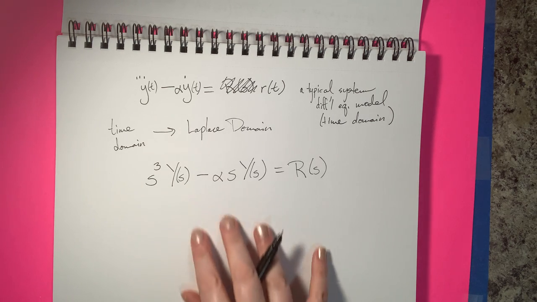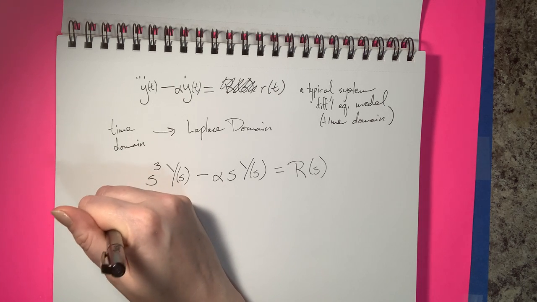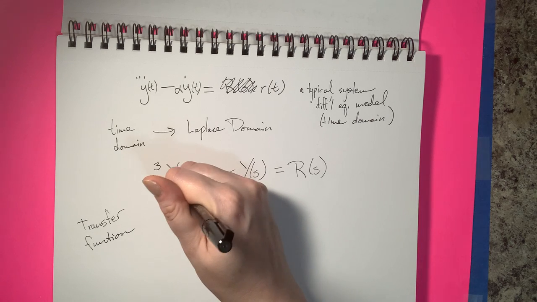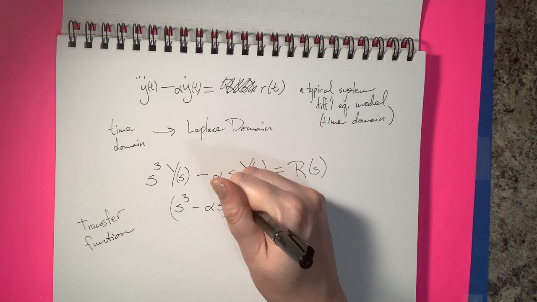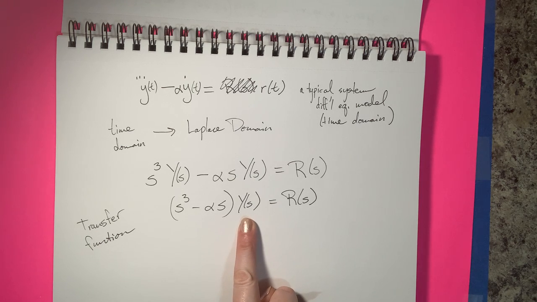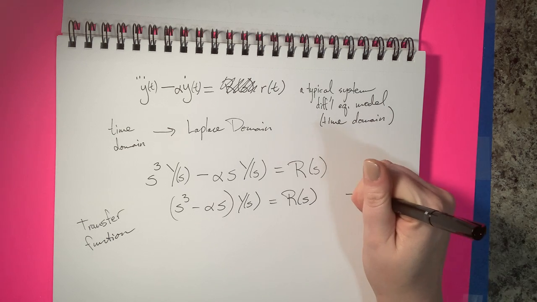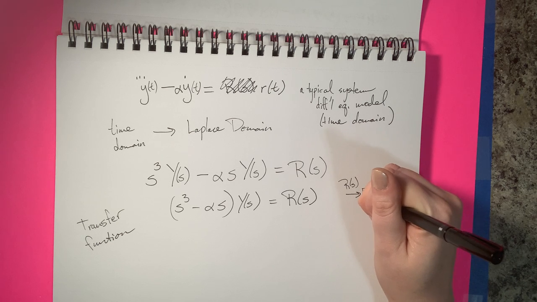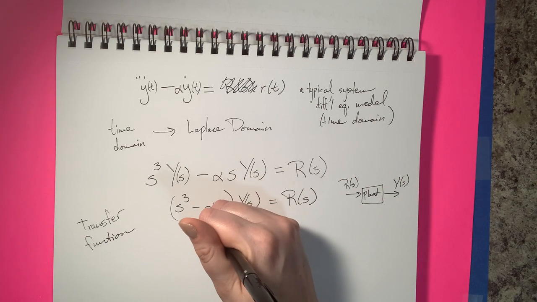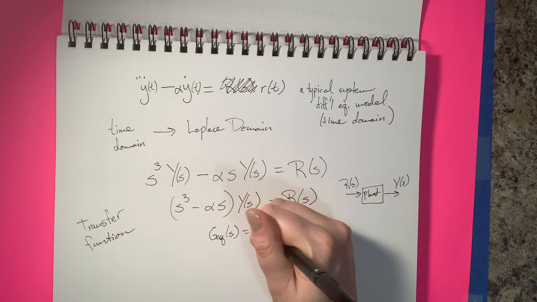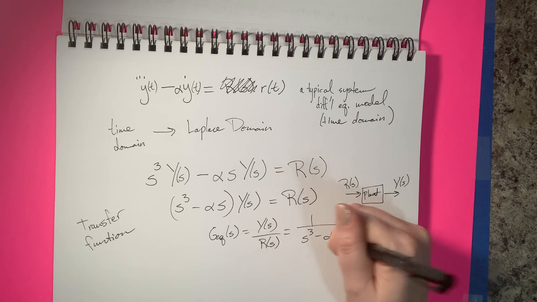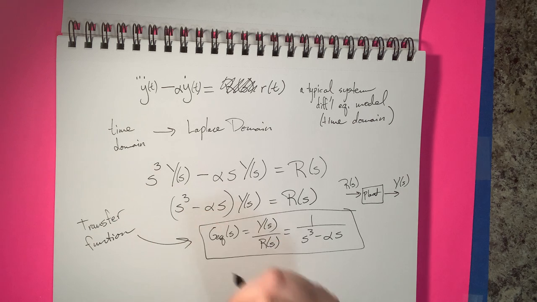If I wanted to take this a little bit further and get the transfer function, we would just do our division. First of all, I'm going to group these Y's. I want to try and simplify at any point that I can. And then now I can do my division. So Y of S is the system output and R of S is the input. So we have this kind of structure: R of S, then the plant, and then we have our Y of S. Just like that. So we'll do our division and we get our G equivalent block, which is Y of S over R of S, which is 1 over S cubed minus alpha S. So there we go. That would be our transfer function in this case.